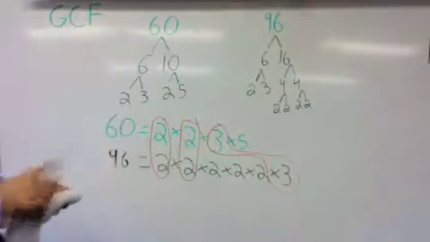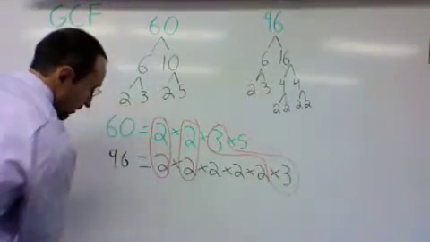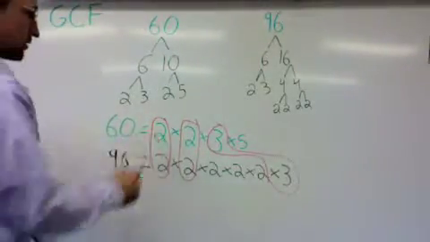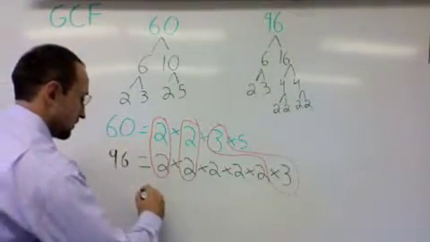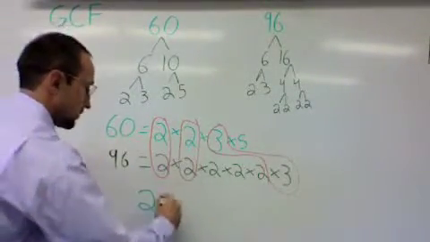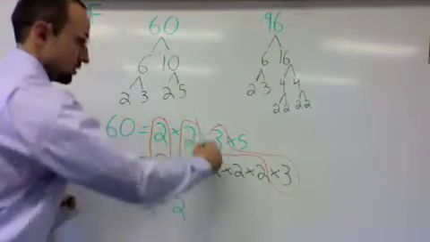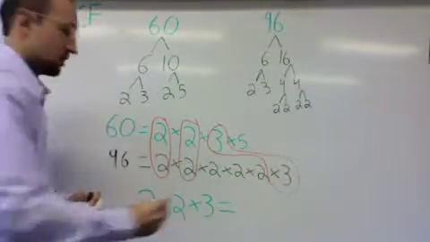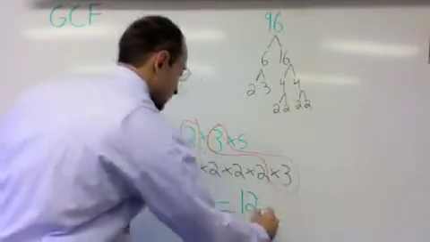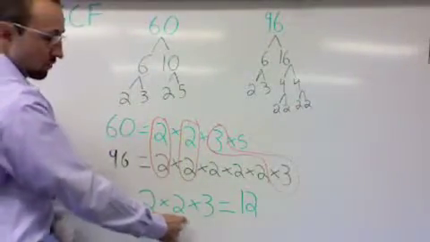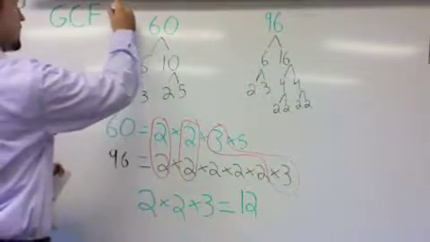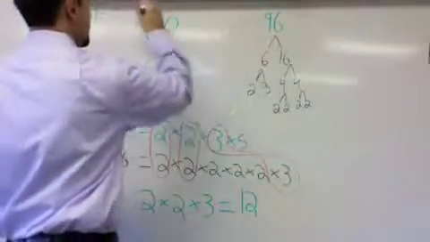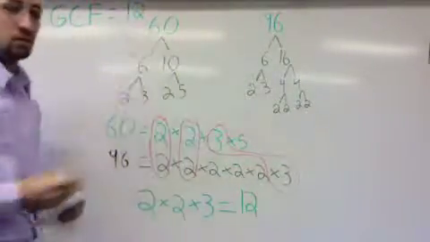So now I'm going to make one last equation that's going to give me the greatest common factor, and it's going to look like this. 2 times 2 times 3, and after working that out, it ends up being 12, because 2 times 2 is 4, and 4 times 3 is 12. So my GCF for the numbers 60 and 96 equals 12.